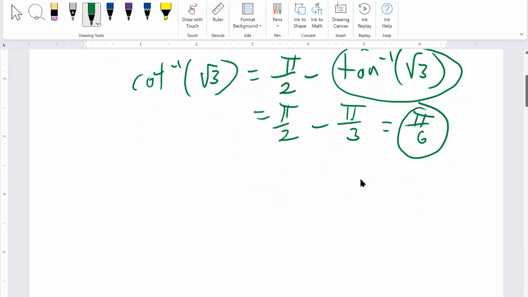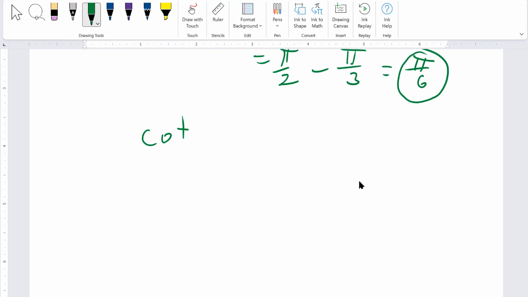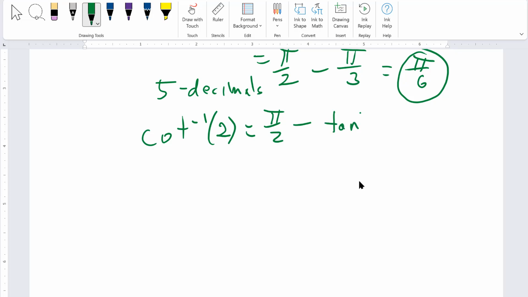Similarly, if we wanted to find the inverse cotangent of 2, well, you need a calculator for that. We're going to do this to 5 decimal places. So that's equal to pi over 2 minus the inverse tangent of 2. And I just put all of that directly into the calculator: pi over 2 minus the inverse tangent of the number 2.